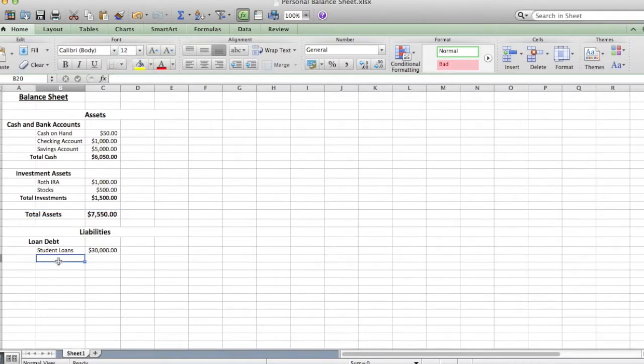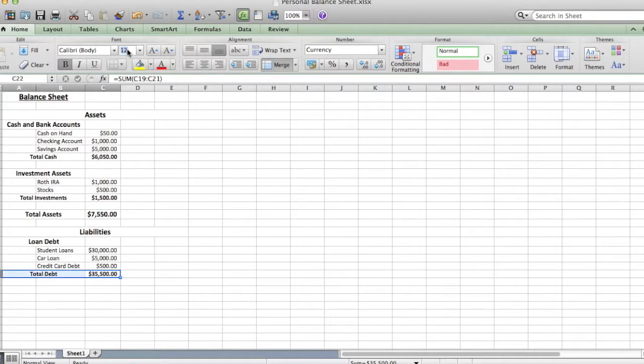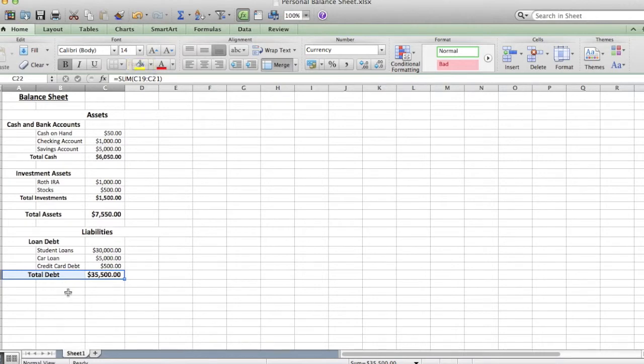So let's say we owe student loans $30,000. Let's say we have a car loan and we have $5,000 left to pay on that, and we also have to add credit card debt. And let's say we've been pretty good about that, so we only owe $500. All right, just like up here, we're going to write total debt, and we're going to use a sum formula to add them all together. That gives us the number that we're looking for. In this case, it's a lot of money. It's $35,500, but you know, that education does not come cheaply.